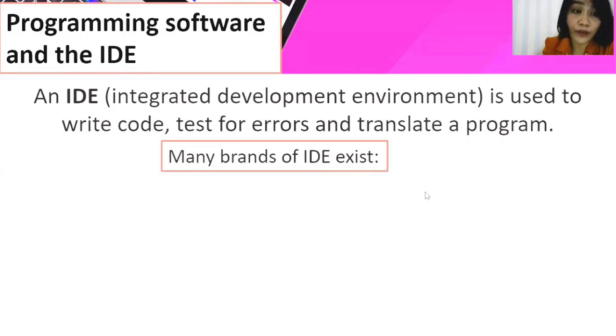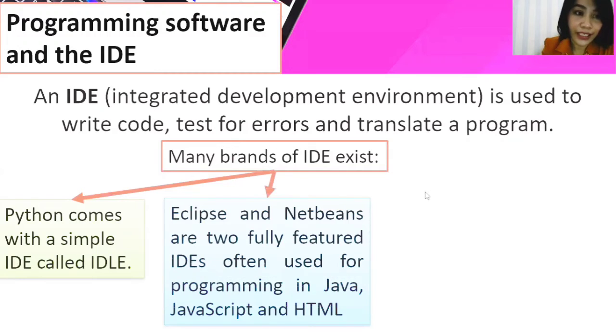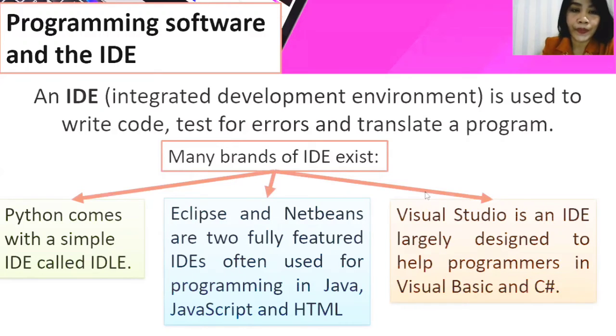Many brands of IDE exist. For example, Python comes with a simple IDE called IDLE. And then Eclipse and NetBeans are two fully featured IDEs often used for programming in Java, JavaScript, and HTML. And then Visual Studio is an IDE largely designed to help programmers in Visual Basic or the C class.